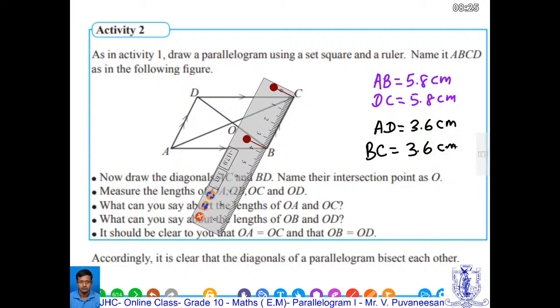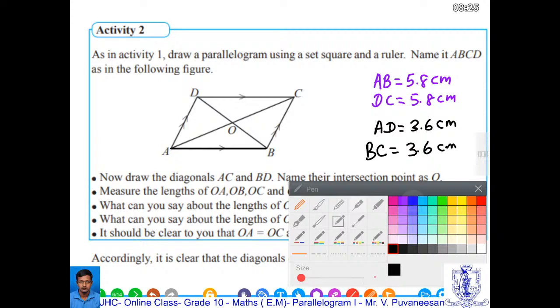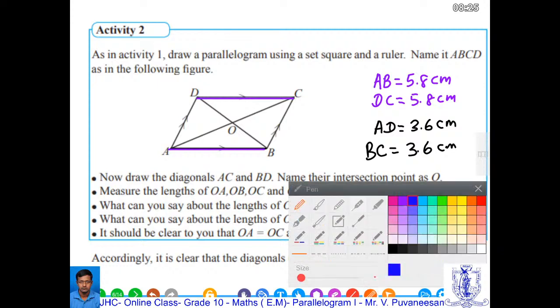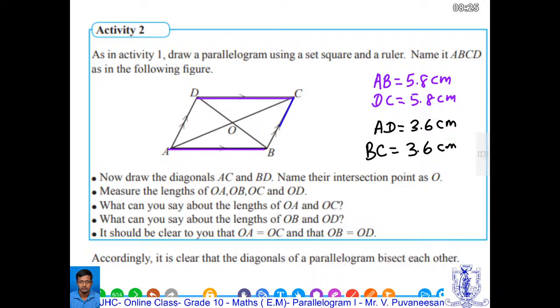From this we can conclude that AB equals DC, and BC equals AD. Opposite sides are equal. Sorry, this we have already seen. We need to find the length of the diagonals, so this property we already checked.